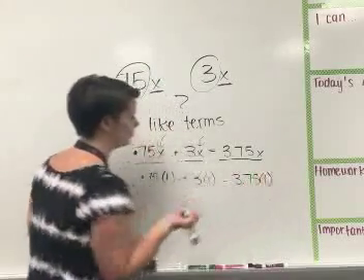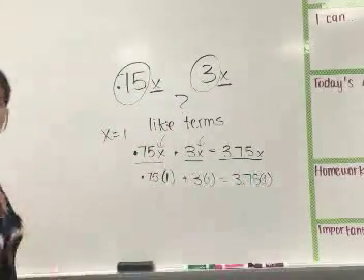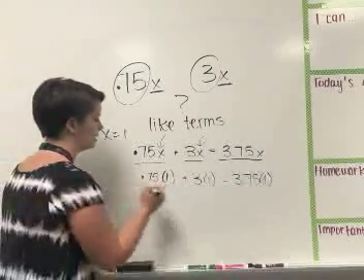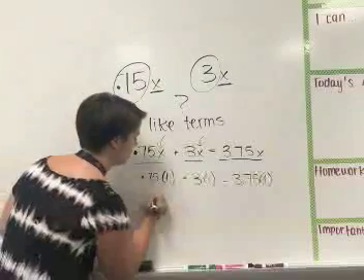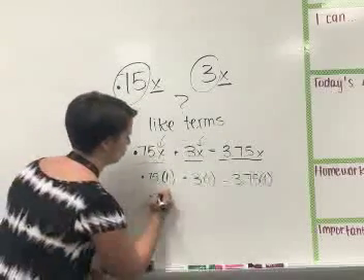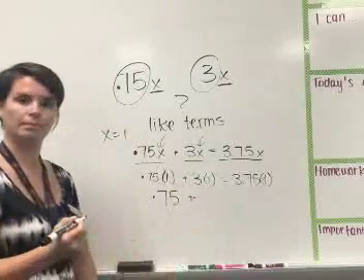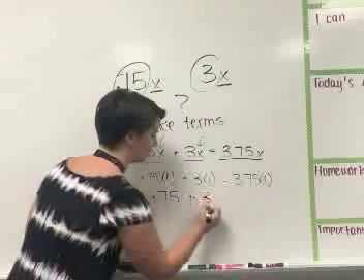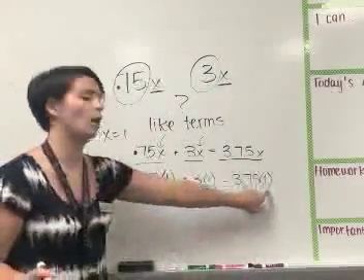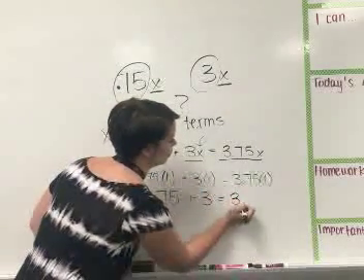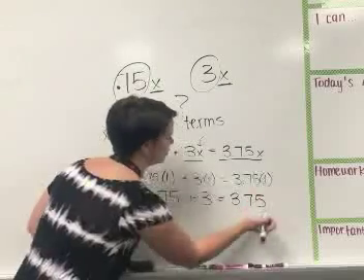times 1. Now, order of operations. Multiplication always comes first, right? Before we add. So what's 0.75 times 1? Well, anything times 1 is itself, right? So 0.75 plus, what's 3 times 1? 3. And what's any number times 1? It is itself. So 3.75 times 1 is 3.75, right?